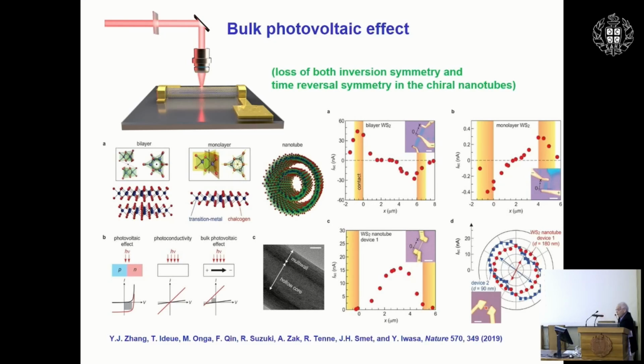This is a work mostly done in the laboratory of Professor Iwasa at the University of Tokyo. It demonstrates a completely new photovoltaic effect, which was known, but was orders of magnitude less. And the beauty of these nanotubes is that due to the loss of these symmetries, they demonstrate this effect.